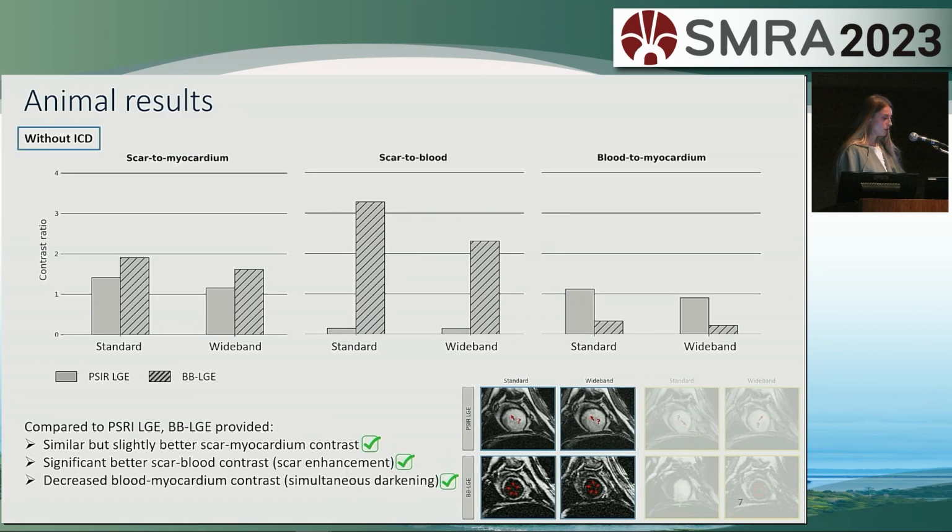Now for the contrast ratio, so it was analyzed on the images without ICD. The hatched column represents the black blood technique. The scar myocardium contrast ratio was slightly better using black blood LGE compared to PSIR. Scar blood contrast ratio for standard black blood was also improved compared to PSIR. And finally, contrast ratio of blood myocardium using black blood was decreased compared to PSIR due to the simultaneous darkening of blood and myocardium signals.